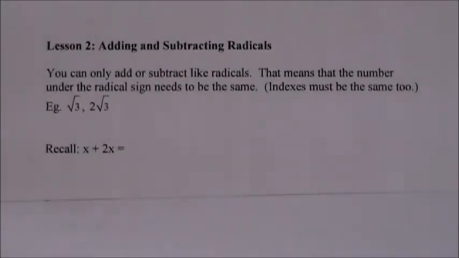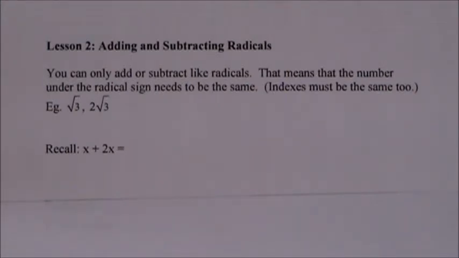Lesson 2 has us adding and subtracting radicals. You can only add or subtract like radicals. That means that the number under the radical sign has to be the same. So it has to be exactly the same radicand in order for us to add or subtract them. If they are not the same, we are not able to add or subtract them. Indexes must be the same too.